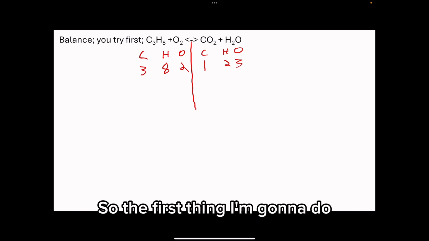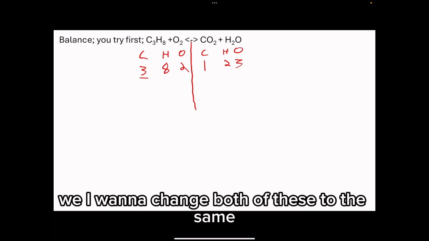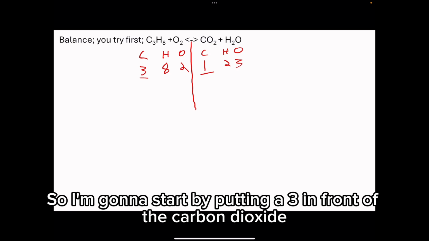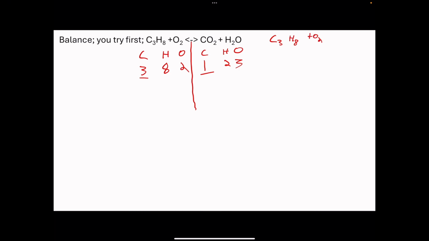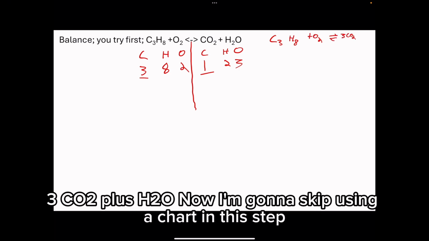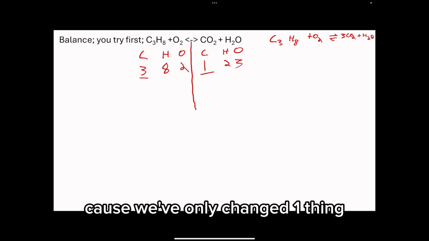So the first thing I'm going to do, I want to change both of these to the same. So I'm going to start by putting a 3 in front of the carbon dioxide. So we have C3H8 plus O2 gives 3CO2 plus H2O. Now I'm going to skip using a chart in this step because we've only changed one thing.